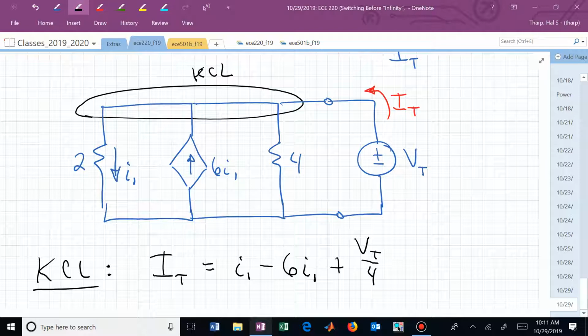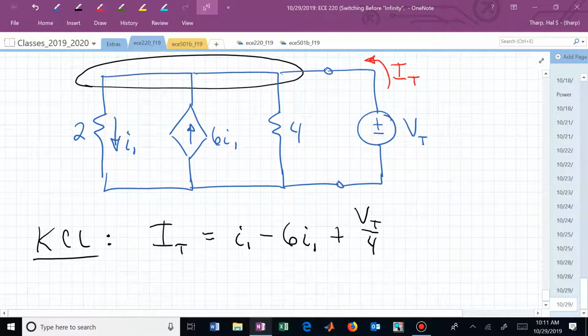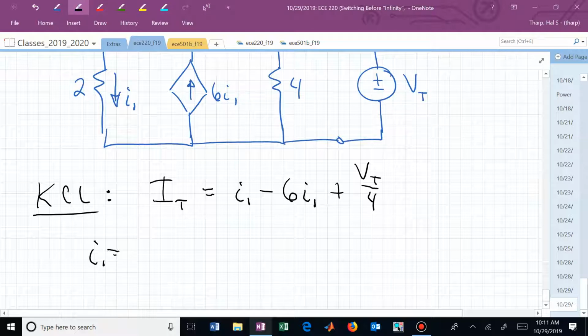I need to get rid of some of that. I need I sub t in terms of V sub t, or I could replace V sub t with 1 and keep going, but can we find a relationship between I sub t, V sub t, and I sub 1 so that I can get rid of I sub 1? Yeah, we're putting V sub t voltage across that parallel combination. We can find I1 by Ohm's law. I sub 1 is now V sub t over 2.